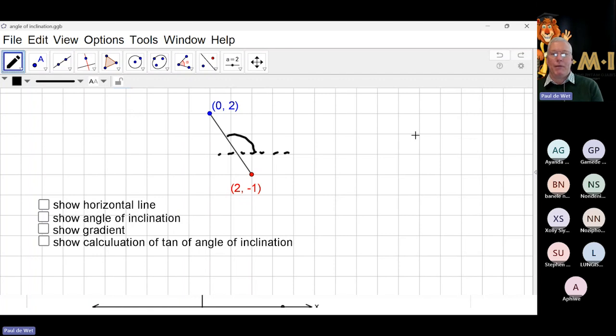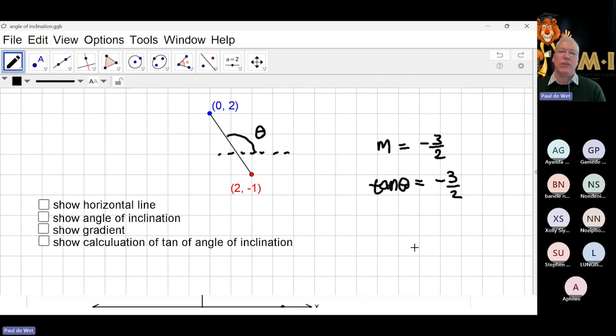What's the gradient? Someone tell me, what's the gradient first? Is it a positive gradient or a negative gradient? Negative gradient, yeah, okay. Carry on. It's -3/2. Well done. That's the gradient, okay? Now, we know that the tan of this angle is -3/2.